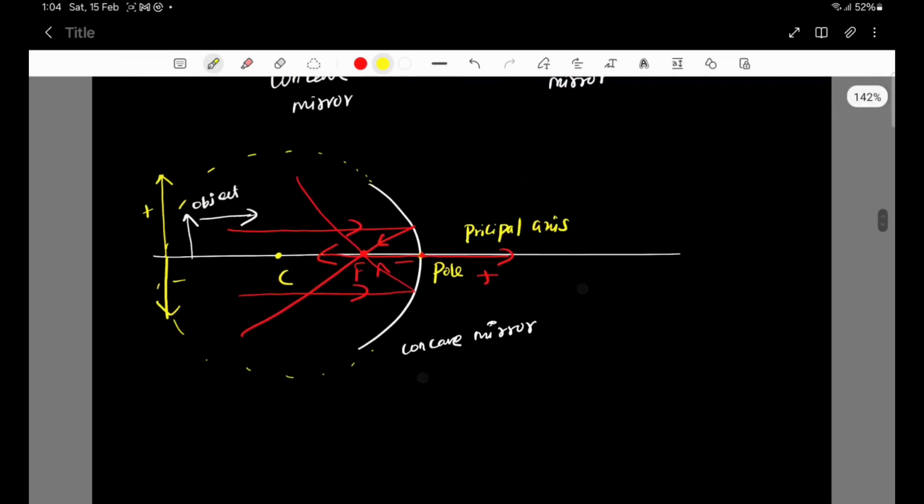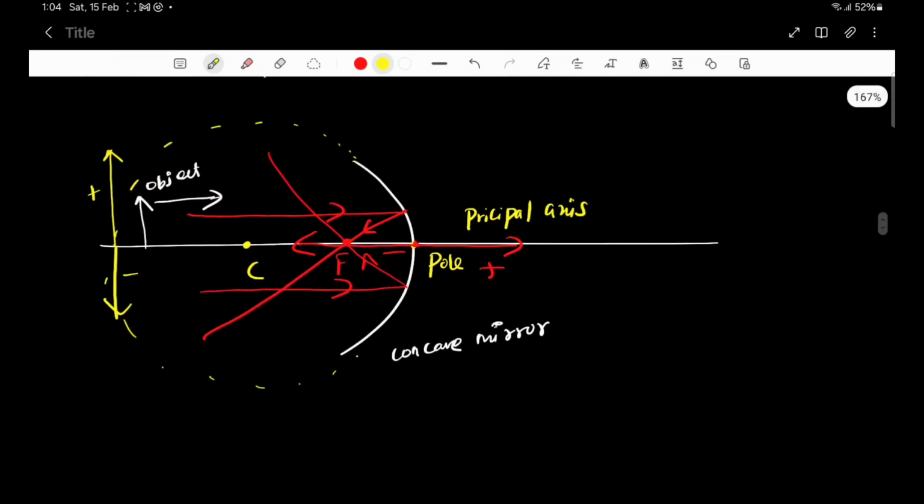I can define similar kinds of things for the convex mirror also. You should be familiar with the convex mirror also.